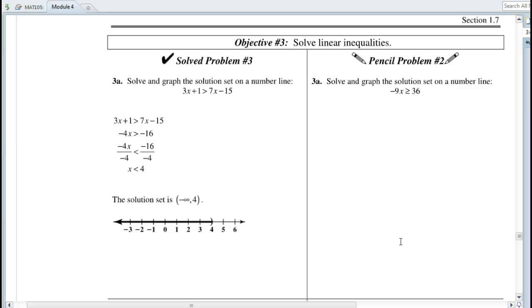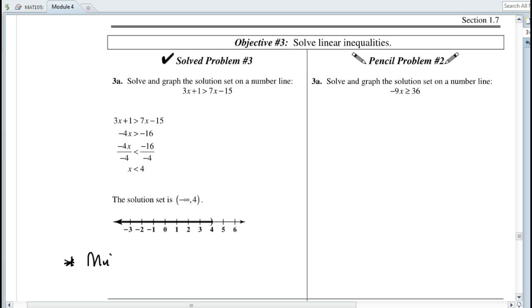Okay, so now we'll actually talk about solving inequalities. So to solve an inequality, everything works the same as an equation. So you can add things to both sides, subtract things from both sides, multiply things to both sides. But the only thing is when you multiply or divide by a negative value, the inequality flips. So that's one really important thing.